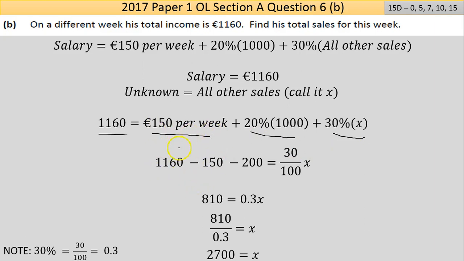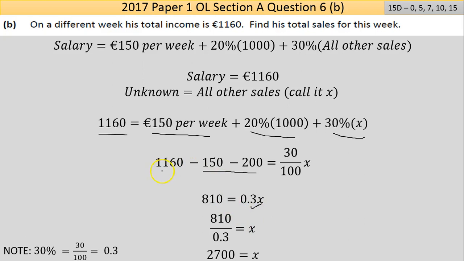Okay, in this step, I'm bringing the 150 across the equal. So it was added on the right hand side, becomes subtracted on the left. Same thing with the 20% of 1,000, which is 200. Bring that across the equal, becomes subtracted. So I end up with these figures here. And that's equal to 30%, which is 30 over 100 times X. Now that's the equivalent of 0.3.